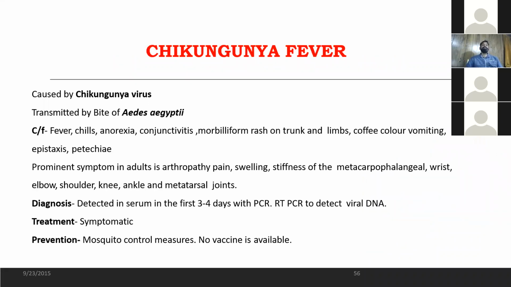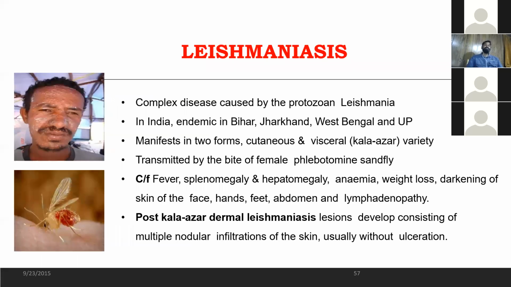Chikungunya fever, as I already said, is transmitted by the bite of Aedes aegypti. The clinical findings are fever, chills, anorexia, conjunctivitis, morbilliform rash on trunk and limbs, coffee-colored vomiting, epistaxis, and petechiae. The prominent symptom in adults is arthropathy, with pain, swelling, and stiffness of the metacarpophalangeal, wrist, elbow, shoulder, knee, ankle, and metatarsal joints. Diagnosis is through detection in the serum in the first 3 to 4 days with PCR or RT-PCR to detect viral RNA. Symptomatic treatment and mosquito control are the primary prevention methods, and there is no vaccine available for chikungunya.